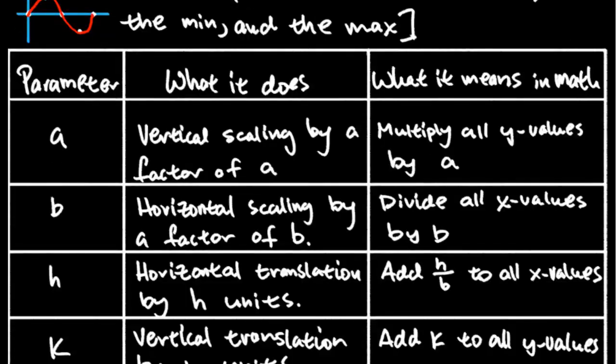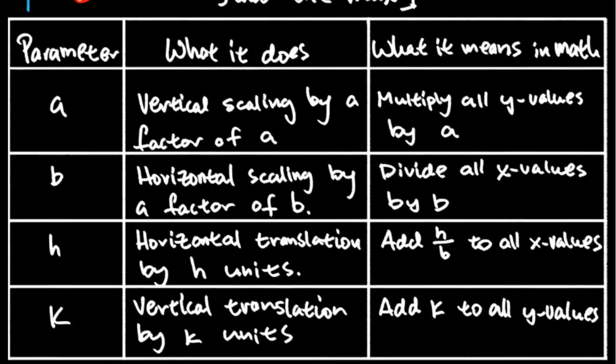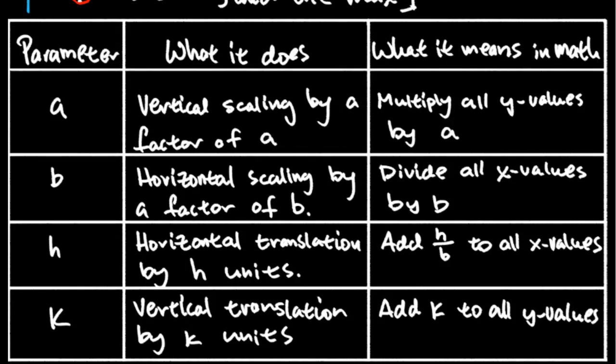So that's probably the least clear one out of those. But once you get that concept, or just memorize this dividing for now, it actually makes a lot of sense. Alright, so H. This is a horizontal translation by H units. So if you just add H over B to all your x values, that's going to work out perfectly.